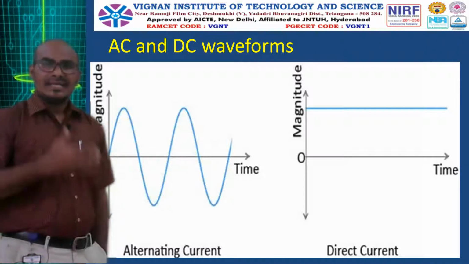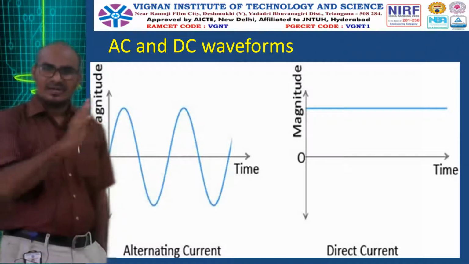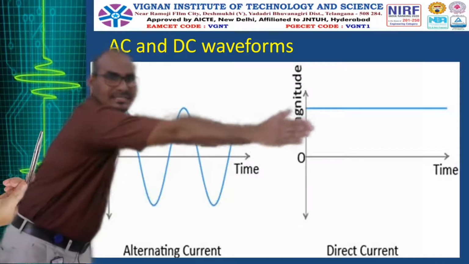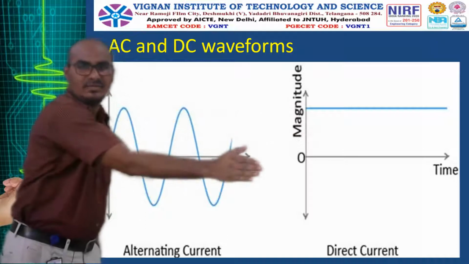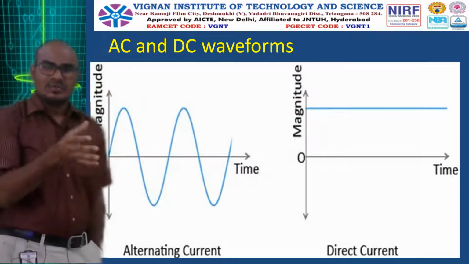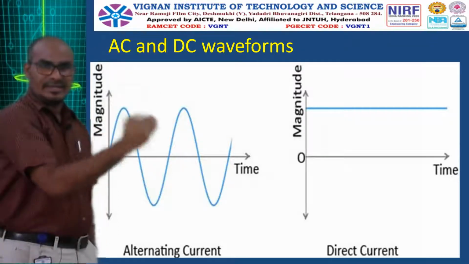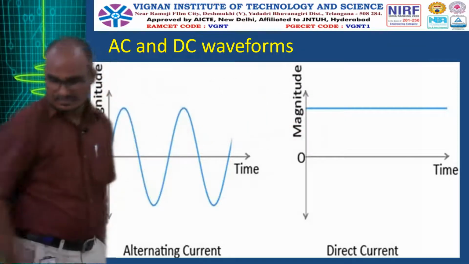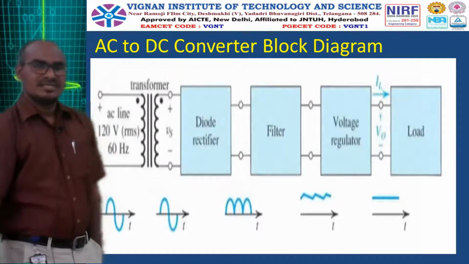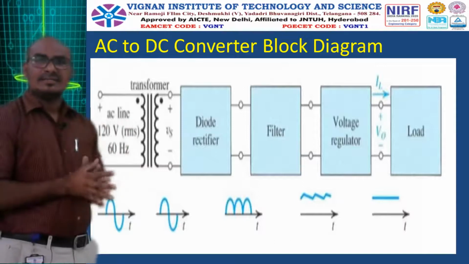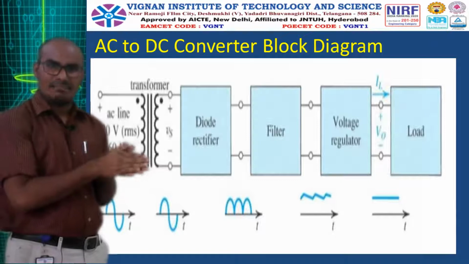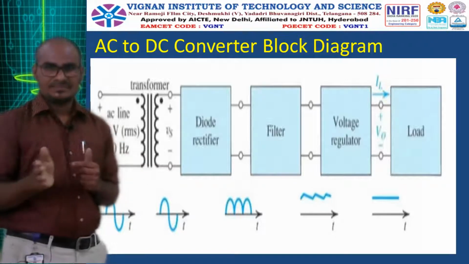So there is a requirement to convert from AC to DC. What is the circuitry involved in the conversion of AC to DC? That is given in our next slide. This is the complete block diagram of the process of converting an AC supply into a DC supply.